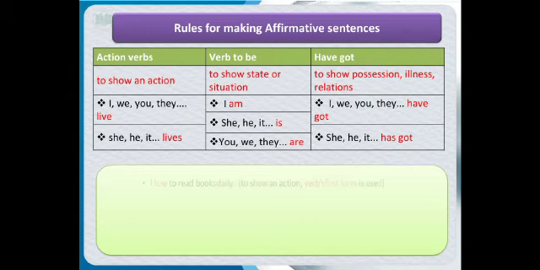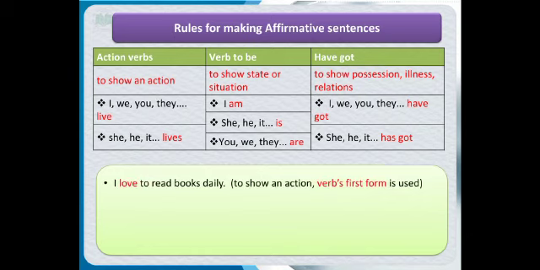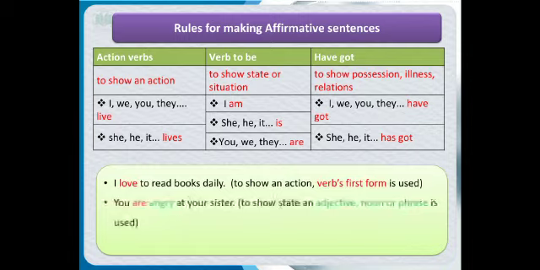Let's see some examples. I love to read books daily. Here the word love is showing an action. And to show an action, we use the first form of the verb. You are angry at your sister. This sentence is showing the state of someone, the condition of someone. Like, you are angry at your sister, are is the verb to be, and angry is an adjective. Instead of only an adjective, we can also use a noun or any phrase in this structure.